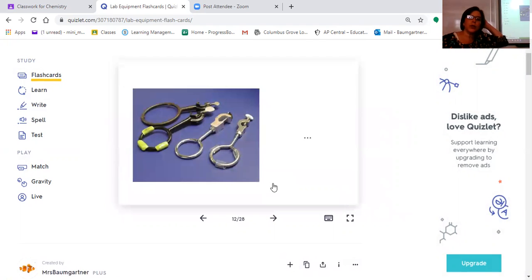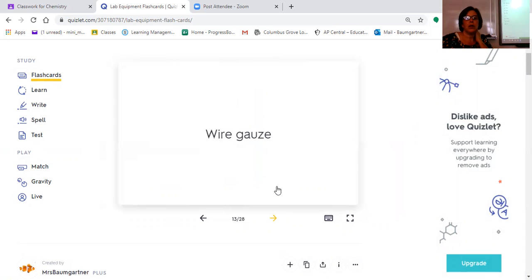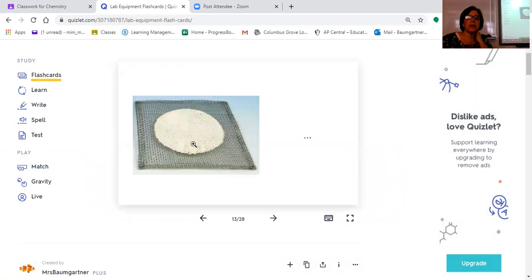All right, there's our iron rings. We just talked about those. You guys have used those before. Wire gauze. Sometimes it's got a white circle in the center. That's a heat resistant or a heat conductive substance. Sometimes it's just the gauze. There's nothing in the center.